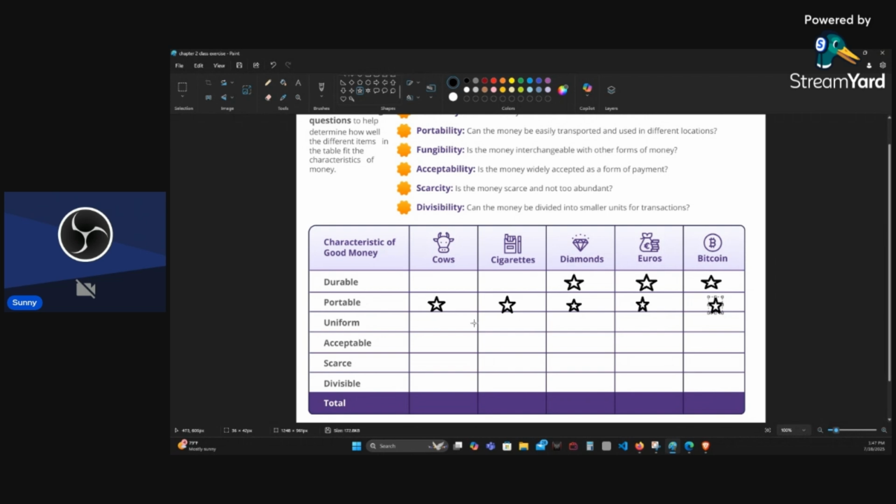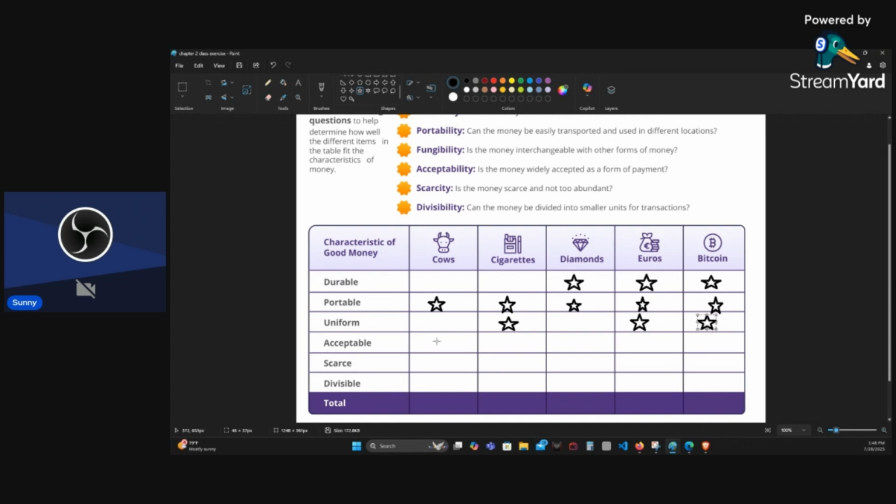No, one cow doesn't equal another cow. A baby cow is not going to be worth as much as a full grown cow, or vice versa, or however one will want to value a cow. So cows are not uniform. Cigarettes, yes, they're pretty uniform. Diamond, no, every diamond that you pick up is not going to look like this one here. So one diamond is not uniform to another. Euros, yes, fiat money is uniform, and Bitcoin definitely.